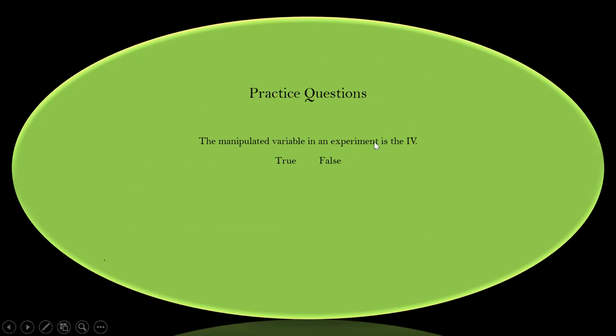So some practice questions. The manipulated variable in an experiment is the independent variable, and that is true. And the measured variable, we would call that the dependent variable. In a study examining the effects of sleep on mood, a person's mood is the independent variable. And we're going to say that's false, because mood is the variable that we're measuring. We think it's dependent, at least in part, on how much sleep you received.